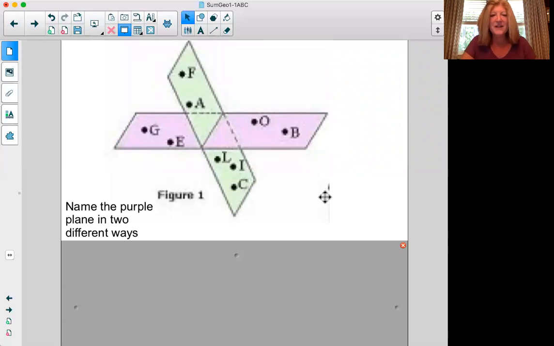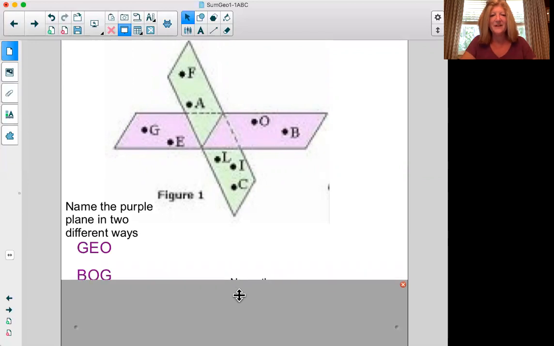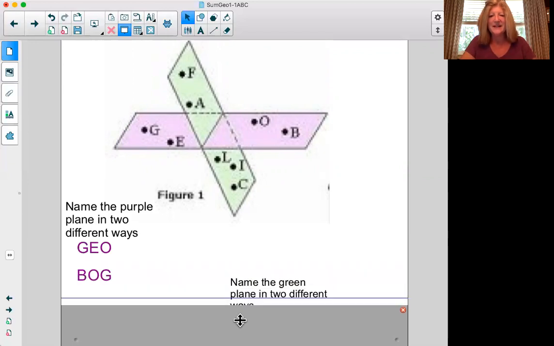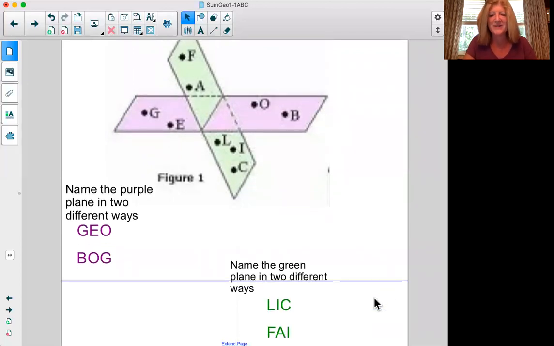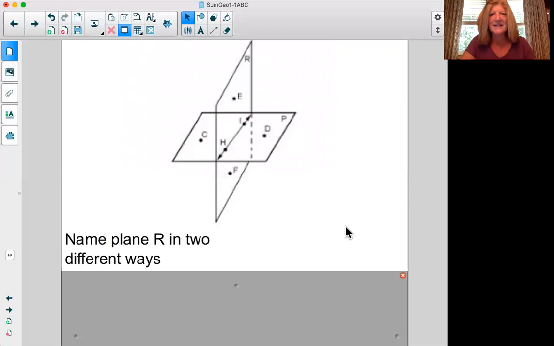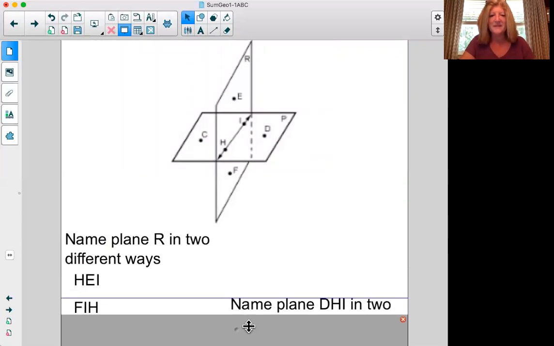So pause the video and name the purple plane. Here are a couple possible answers. Pause and name the green plane. Here are a couple possible answers. Any 3 non-collinear points will do. Pause and name plane R in a couple different ways. Here are a couple different answers.